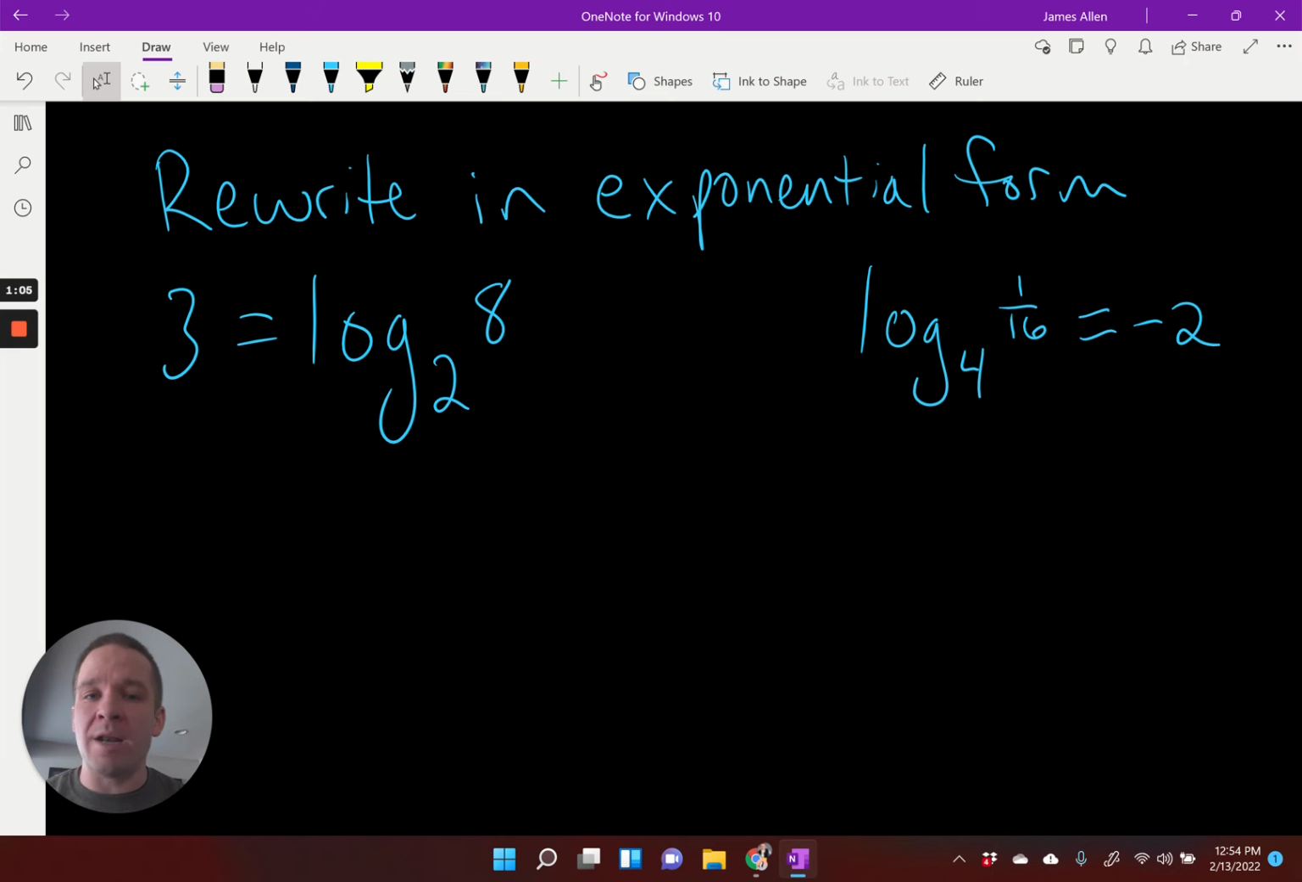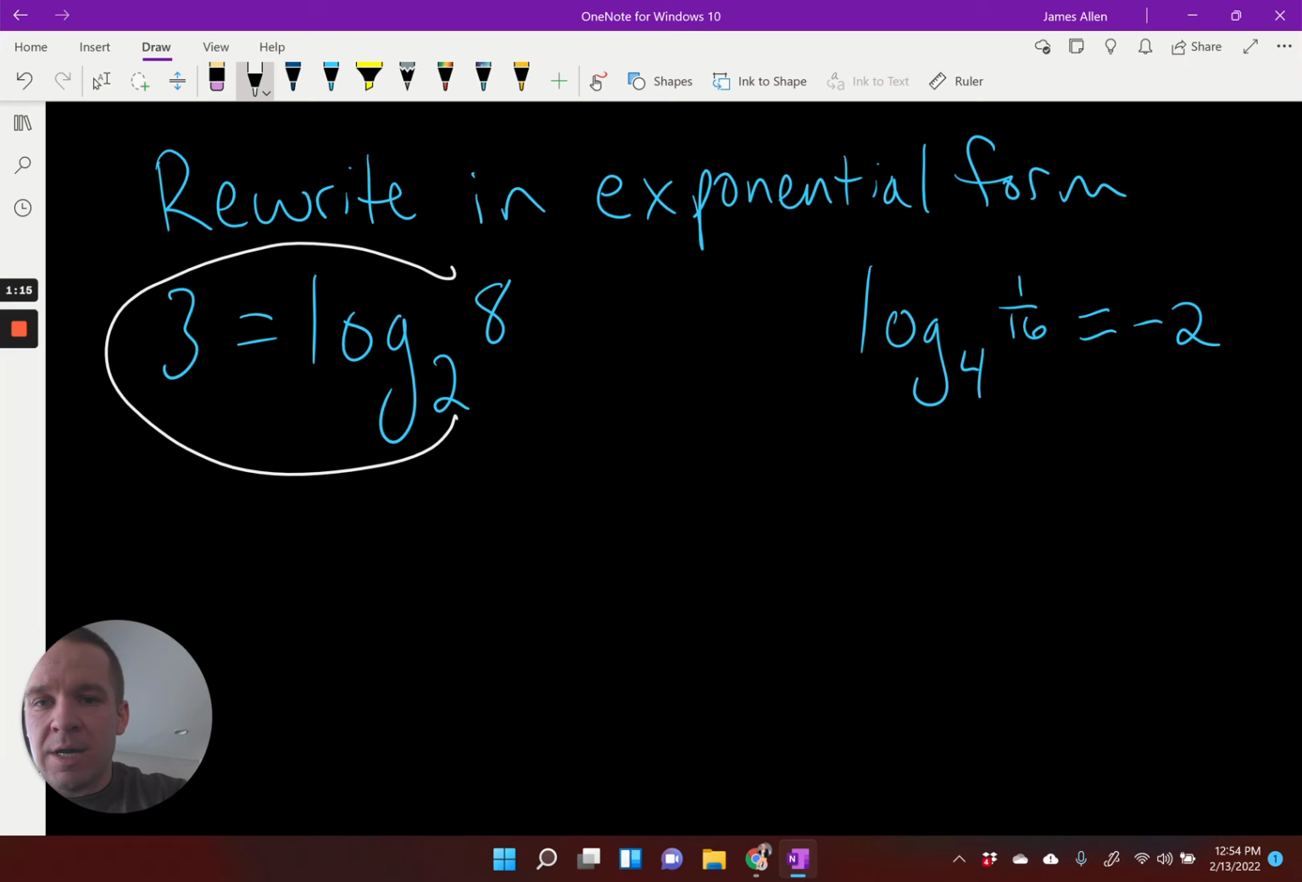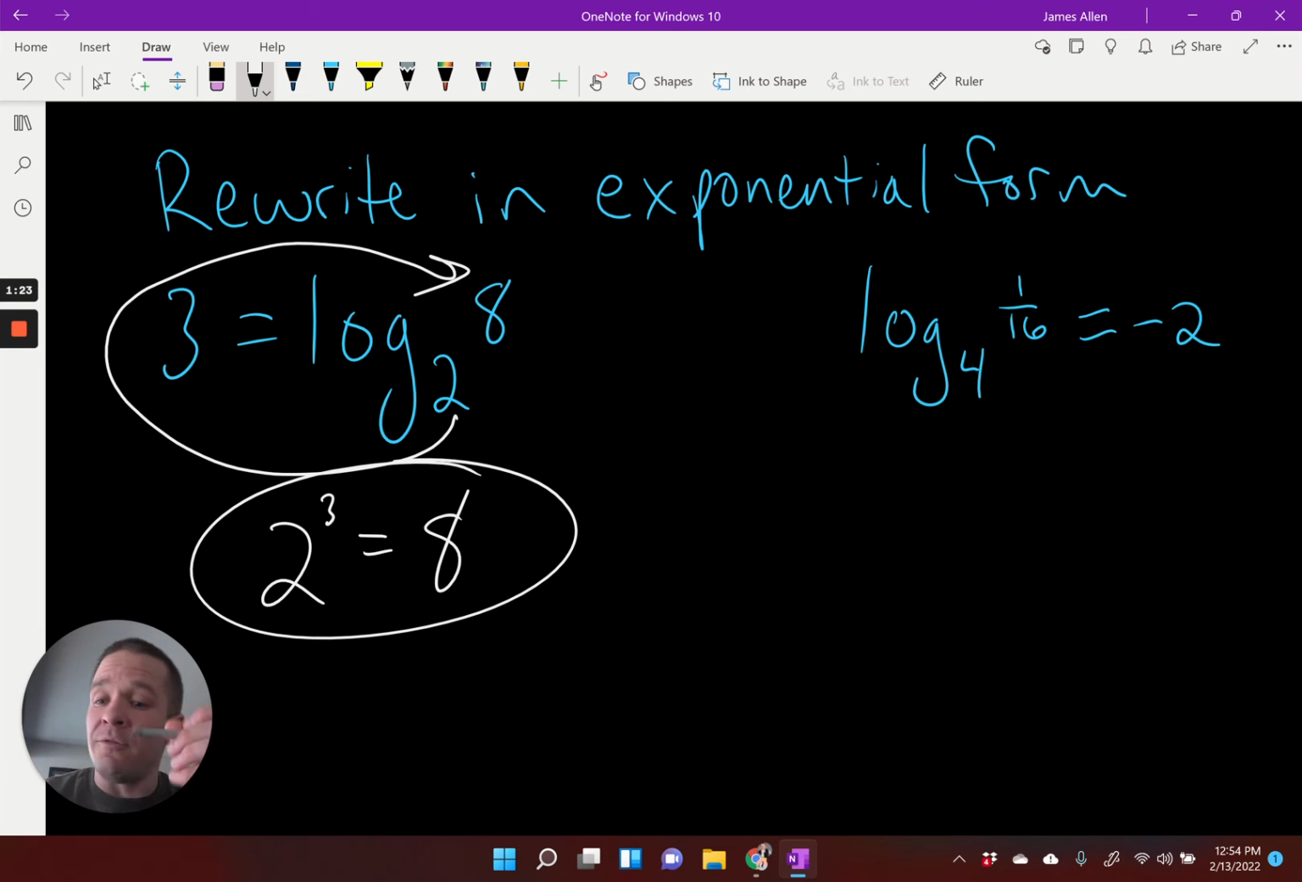So we want to rewrite here in exponential form. I've got my log form. I like to do this loop and swoop type of method that some people do. But you've got to start with the base of the log, and then I'm going to go over to the answer, and it's going to equal 8. So I've got 2 raised to the third power equals 8. That's my exponential form. And if you think about that, it's a true statement, right? 2 to the third is 8.